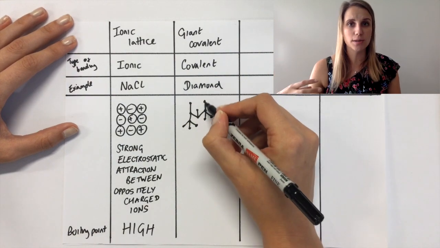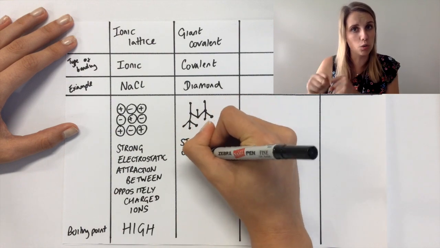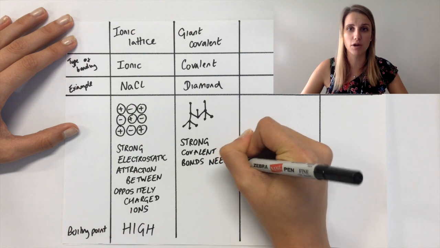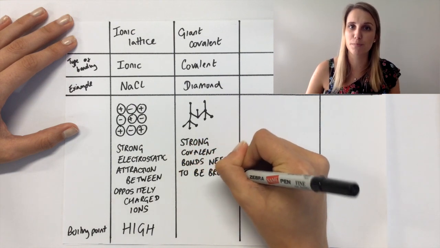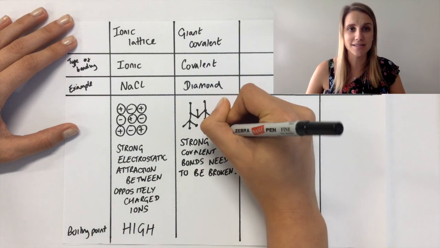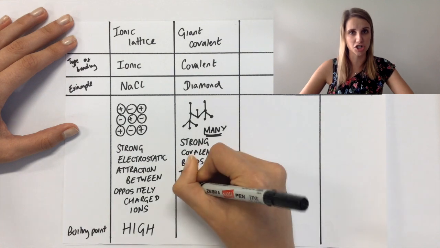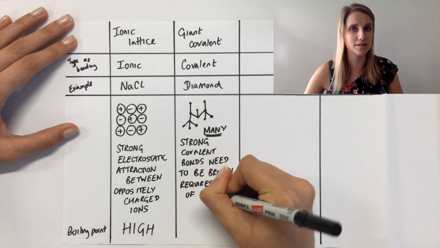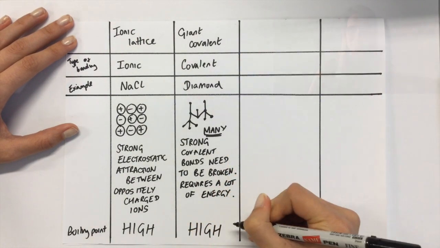Now, if I was to melt diamond, I'd have to break apart all of those covalent bonds, and covalent bonds are really strong. They require a huge amount of energy in order to be broken. That leads us to a boiling point that is super high for giant covalent structures. This shouldn't really surprise you, because if you think about diamonds, diamonds definitely have a very high boiling point.